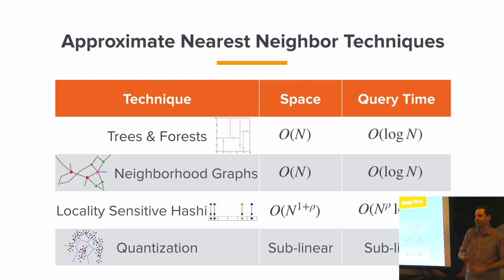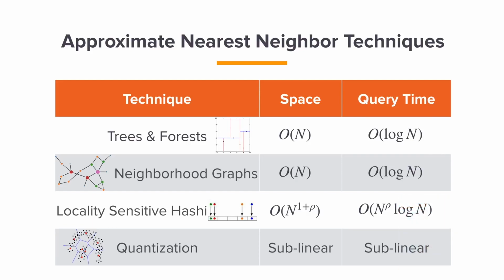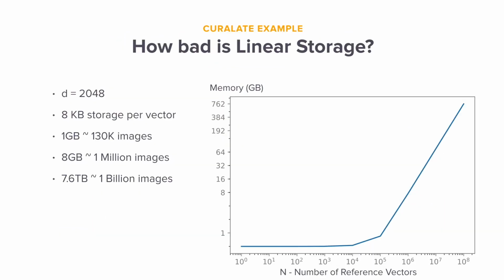Quantization gives us sublinear storage and sublinear search. I say sublinear because the actual asymptotic cost depends on your approach and on your data. So you might be saying, hey, why does sublinear space actually matter, right? So let's look at this. How bad is it, right?